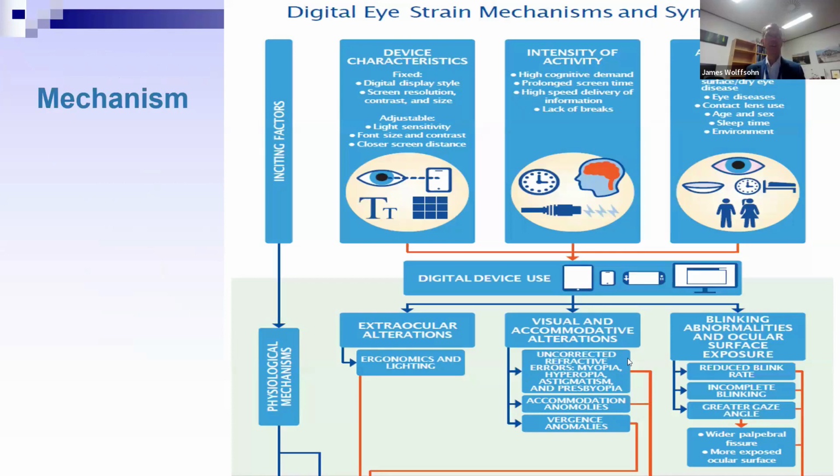So device characteristics, such as its digital device styles, screen resolution, contrast, some of them more adjustable, like lighting, the actual distance it is away from you. The intensity of the activity is clearly important. So the higher the cognitive demand, generally the more symptoms that we get. And also there are a whole load of compounding factors, such as the coexistence of dry eye or other eye diseases, age, sex, some of the risk factors for dry eye, such as sleep time and environment.